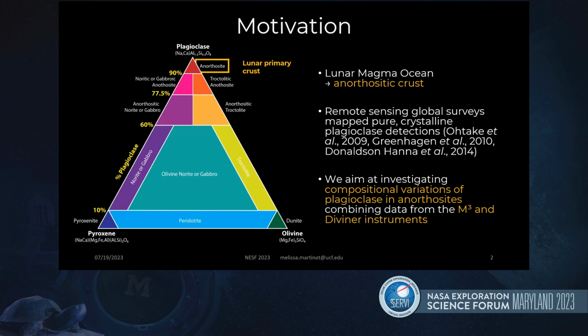The emergence of remote sensing surveys has allowed us to map plagioclase exposures across the lunar crust. In this study, particularly, we're interested in studying the variation of plagioclase within the anorthosites. Today I'm going to show some work to compare the M-cubed and Diviner instruments.